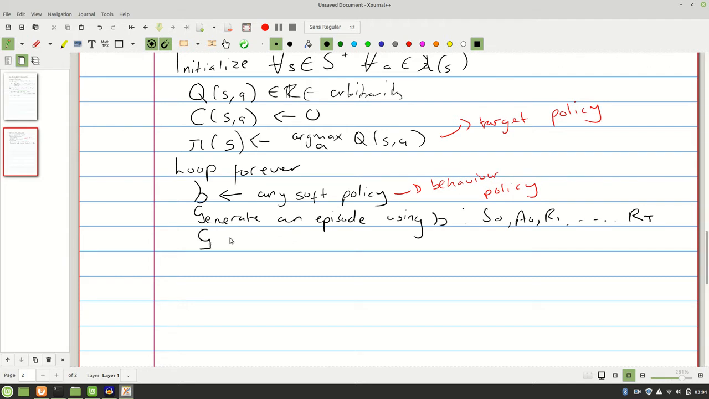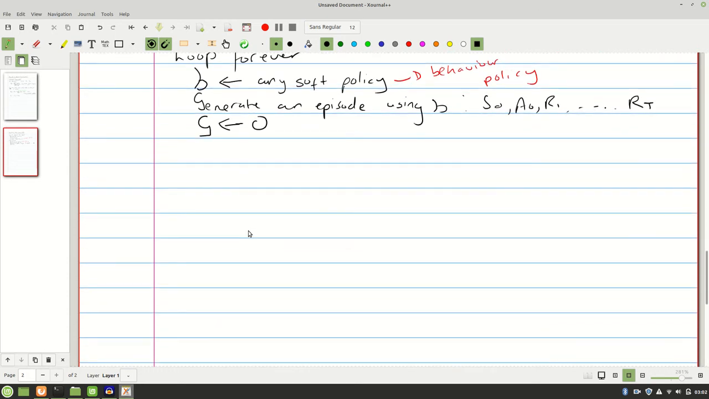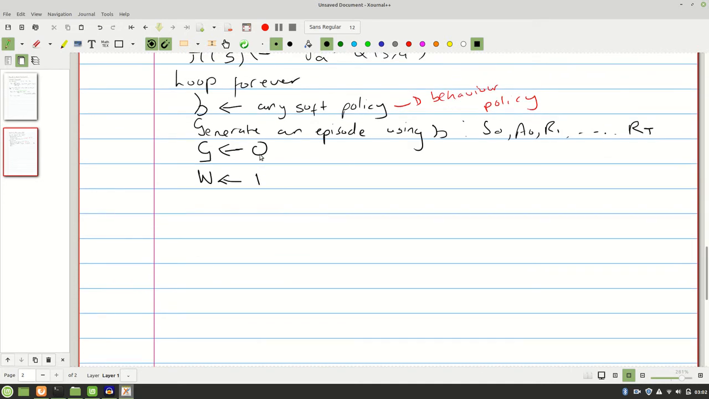We'll initialize G to be equal to 0, and then we'll initialize our W to be equal to 1. So this is what our W is in the current time step. So we're going to loop for each episode from t equals 0 all the way up to some final value, t minus 1, or whatever.